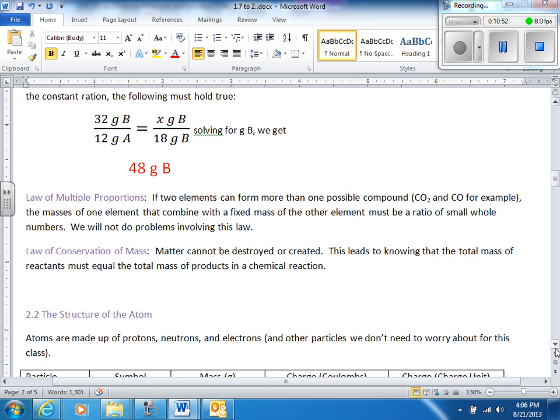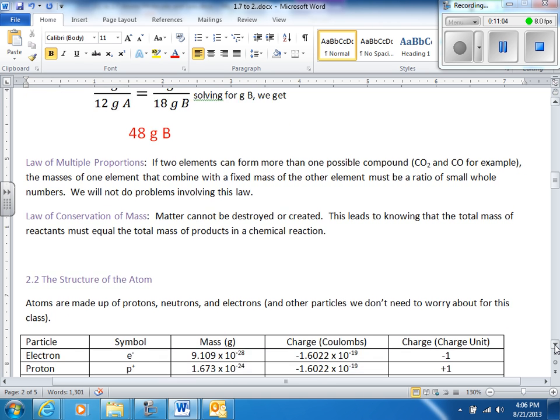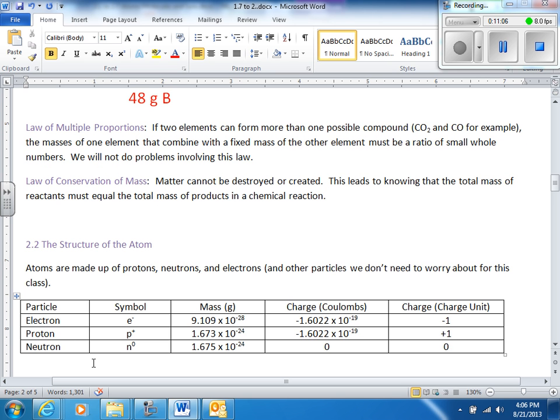Continuing on. Atomic structure. We've learned through a number of experiments that atoms are made of protons, neutrons, and electrons. We're not going to worry about smaller particles. That would be for physics. And these particles have charges and masses, or no charge. So the electron has a symbol of e minus. This is the actual mass of an electron. Here's the charge. And in charge units, we just say an electron has a -1 charge.